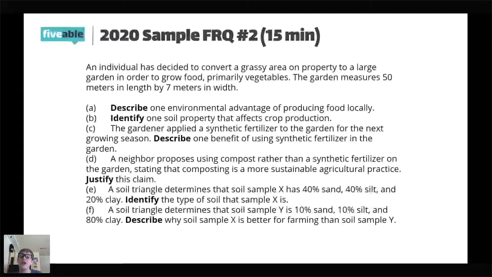All right, so now we're on to Satvika's Part D response. So I'll read the question and then read your response. So Part D says, a neighbor proposes using compost rather than a synthetic fertilizer on his garden, stating that compost is a more sustainable agricultural practice. Justify this claim. So Satvika says fertilizer could in turn deplete soil nutrients and reduce crop output. I forgot the word for it.